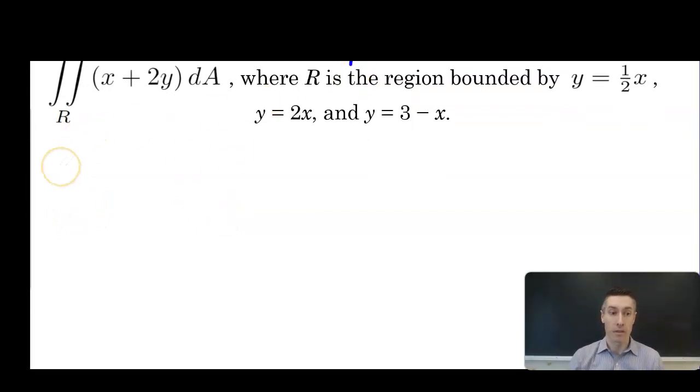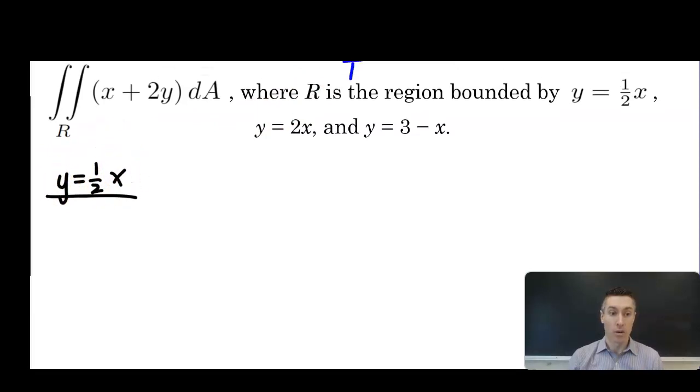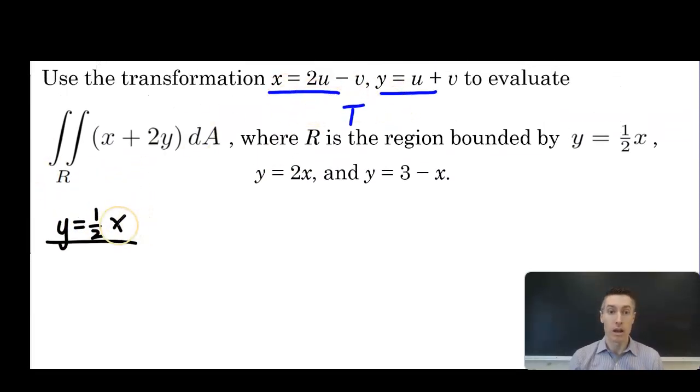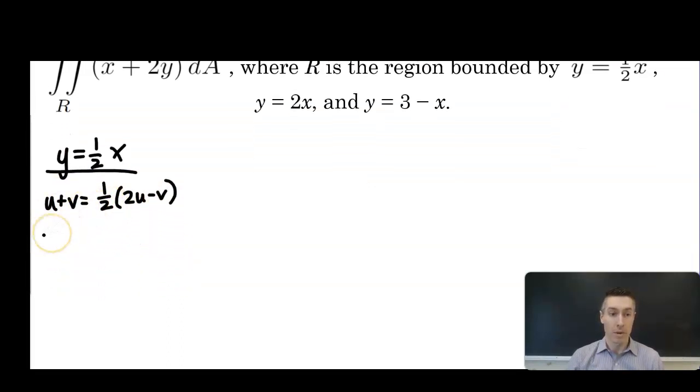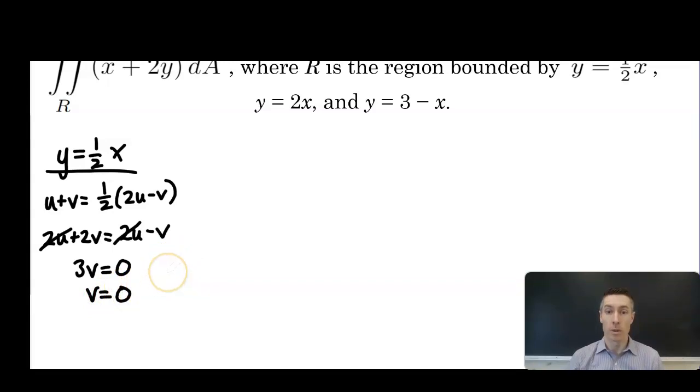So we have y equals 1/2 x to start. Very simply, we substitute the transformation in. So u plus v equals 1/2 times 2u minus v. Probably easier to multiply both sides by 2. So 2u plus 2v equals 2u minus v. The u terms can simplify, so then we get 3v equals 0, or v equals 0. So there's our first curve in the UV plane.